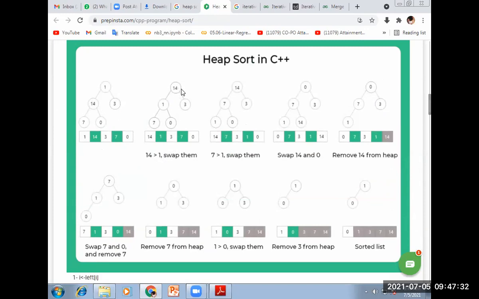14 is greater than 1, so we move it here. We are constructing the max heap. After constructing the max heap, we store the highest element in the leaf node. So I store 14 here and 0 there. Then remove 14, which is now in sorted order. Then we again reconstruct the tree. The next highest element is 7. 7 comes here and 0 comes there, and remove 7. Then this is the tree. Okay, clear. In this way, we construct heap sort.